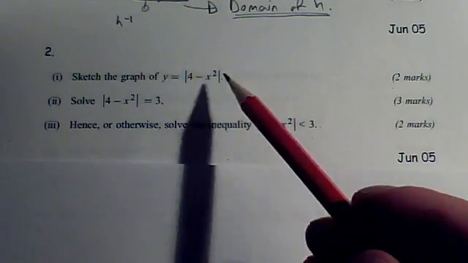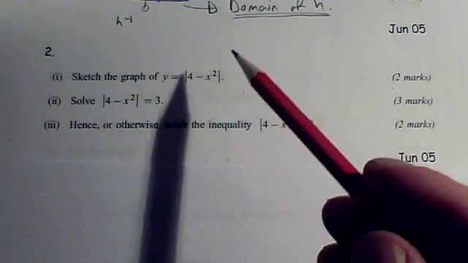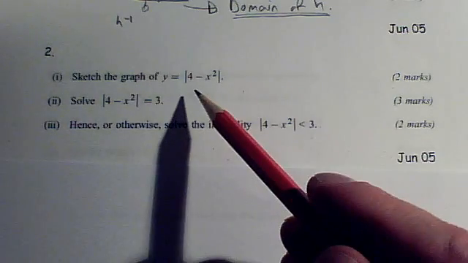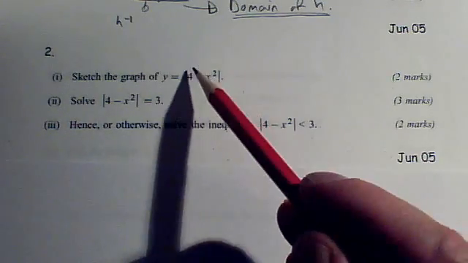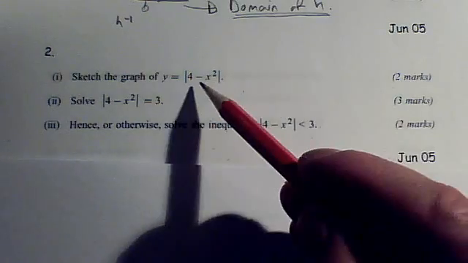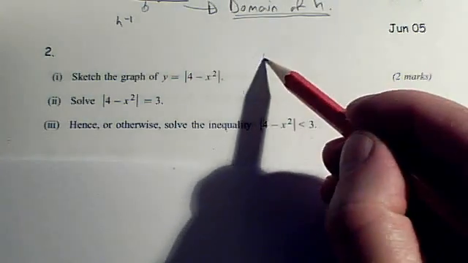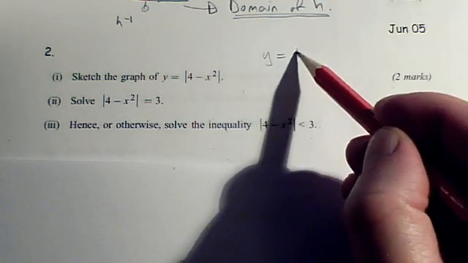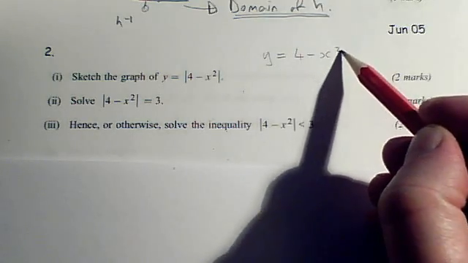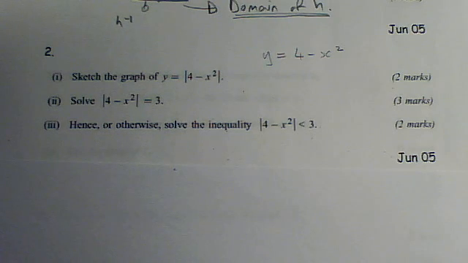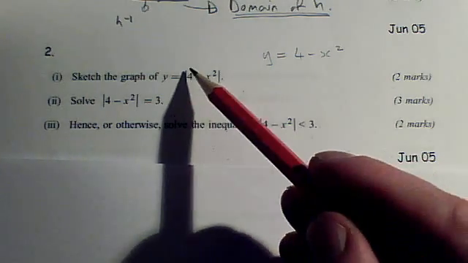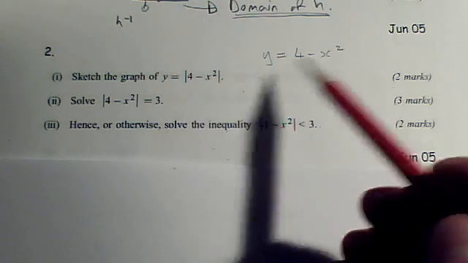Okay, here we've got a question about a modulus graph. But it's not one of the straightforward V graphs, because the thing inside the modulus, 4 minus x squared, is a curve. So you might want to think, before you get there, of what the graph y equals 4 minus x squared looks like, and that's something that you should be able to sketch using ideas from Core 1. Then you need to think about the effect that slapping modulus signs around it has.